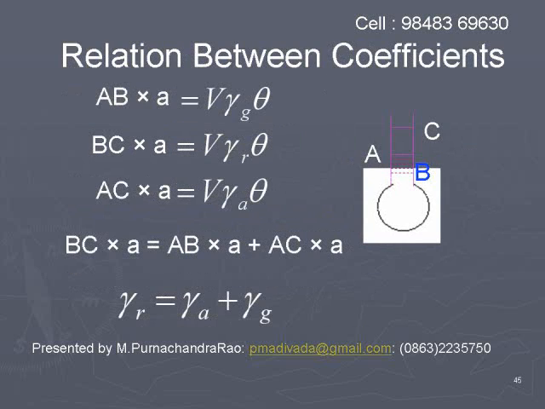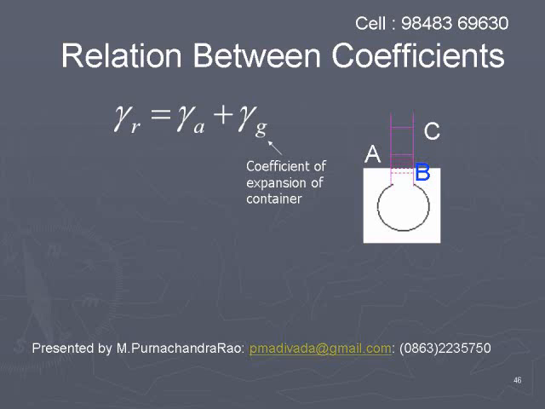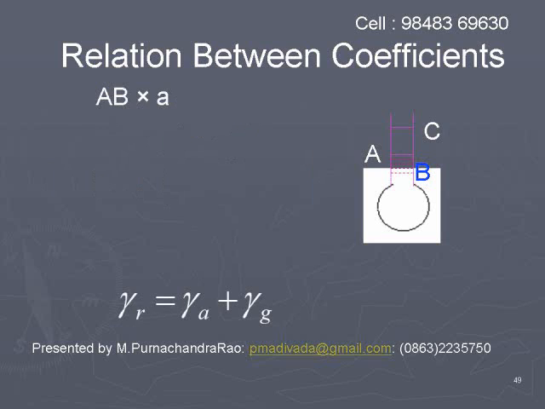The relation between the coefficients. To obtain the relation between the coefficients, let us assume the initial volume is capital V and gamma g represents the coefficient of cubical expansion of the container, that is glass. Gamma r is the coefficient of real expansion of the liquid, and gamma a is the coefficient of apparent expansion of the liquid.